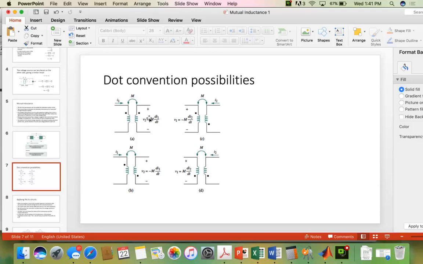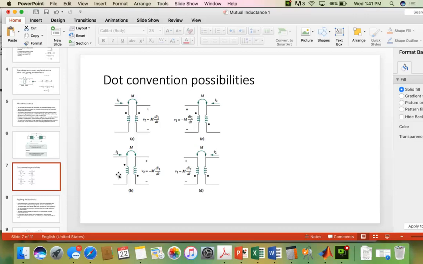And that voltage is equal to M, the mutual inductance, times di1/dt. So two things to note. First of all, when the current I1 enters its dot, the voltage at the other dot is positive. The voltage is the mutual inductance times the time derivative of the current in the other coil. And so that's consistent here. So let's look at figure B. In figure B, the current is entering the dot here.